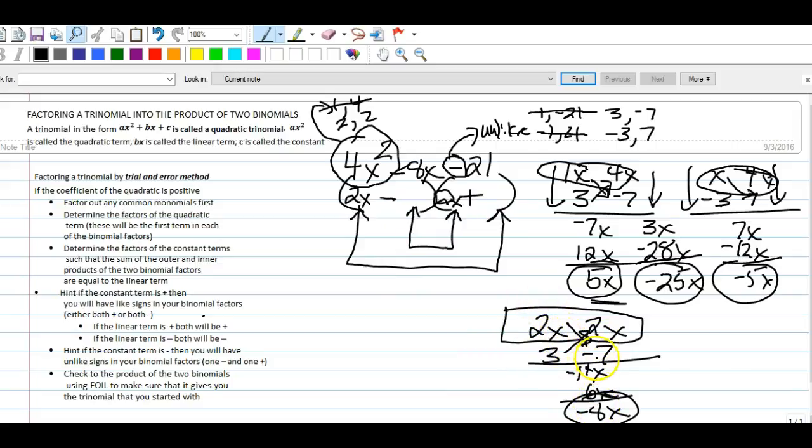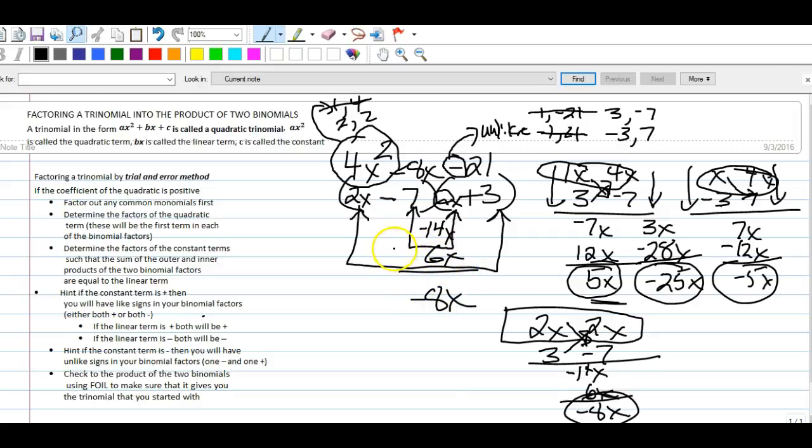I had to multiply 2x times a minus 7. So that means the 7 is going to have to go here. And I had to multiply 2x times a plus 3, so the 3 goes here. And again, look at the sum of your inner and outer product. A minus 7 times 2x is minus 14x. And a 2x times 3 is a 6x. And that gives you minus 8x.